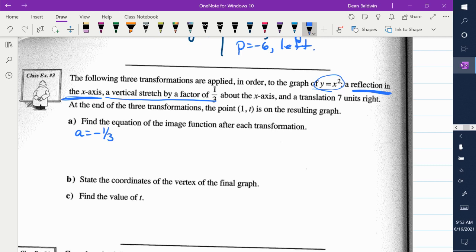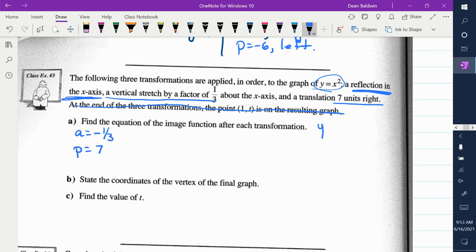We go translation 7 units right. So what letter is that? That's your p-value. And is it positive or negative? Positive. That's it. Don't worry about this bit. Okay. What is the equation of the image? Basically the same. What's the new equation?